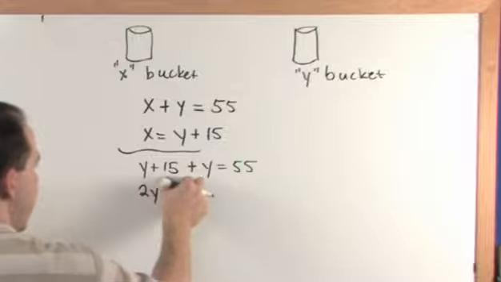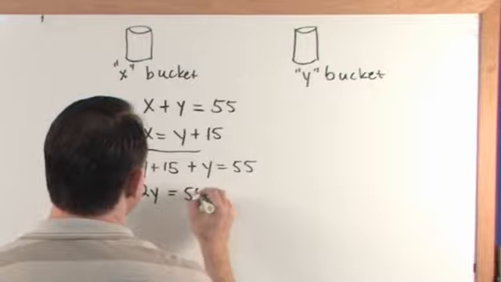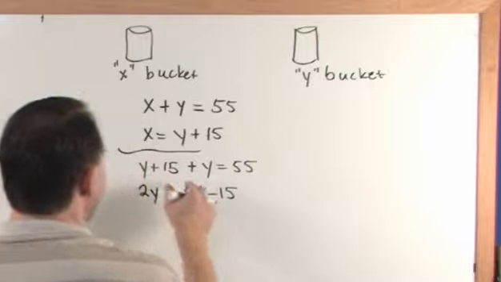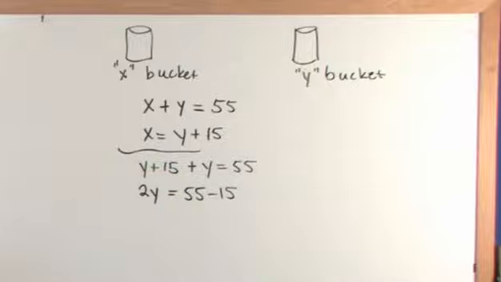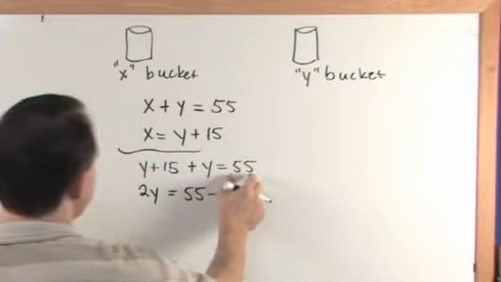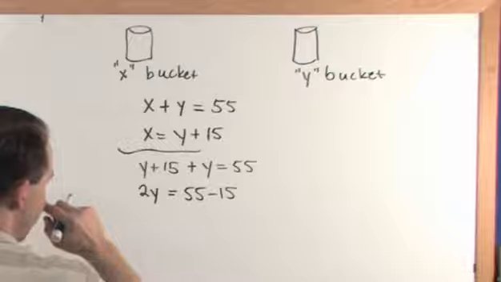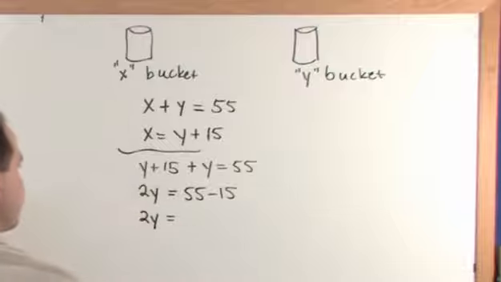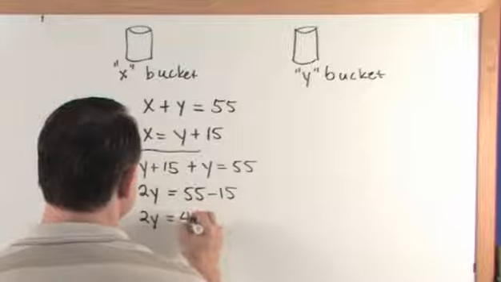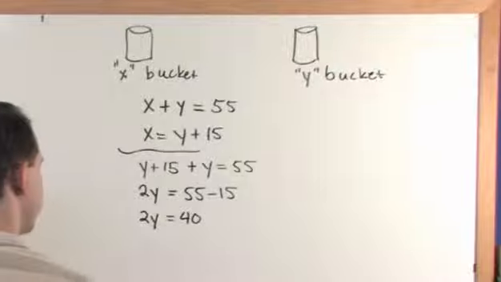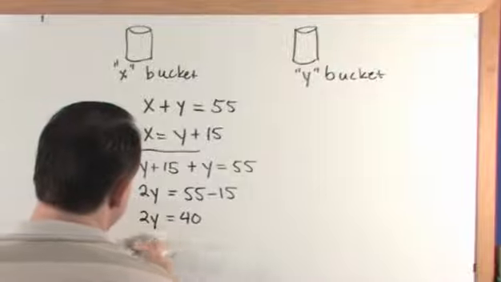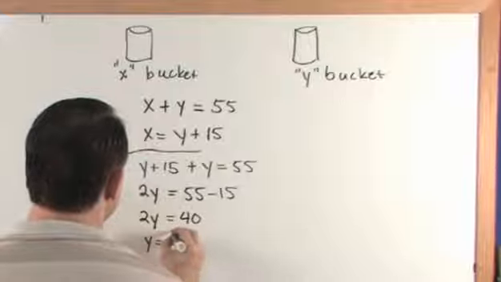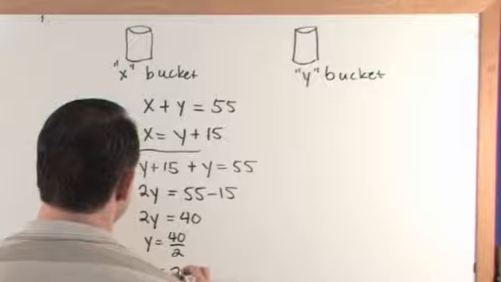equals, and we're going to subtract 15 from both sides. 55 minus 15. So on the left, the 15 goes away, 15 minus 15 is 0. And on the right, 55 minus 15 is 40. So 2y is equal to 40. And then to solve for y, just divide both sides by 2. 40 divided by 2, so y is equal to 20.